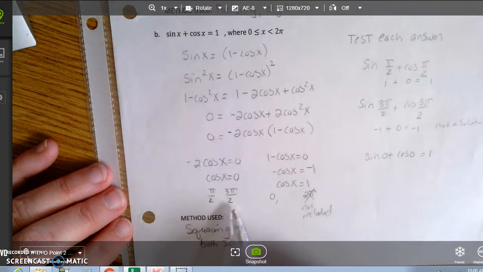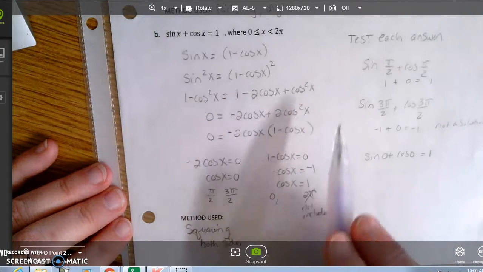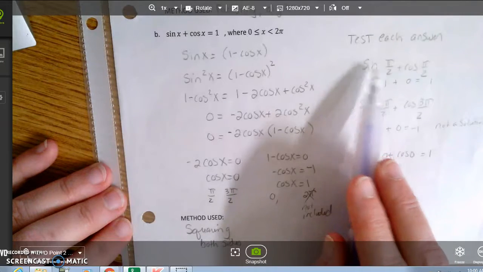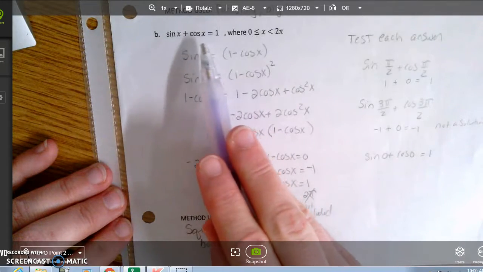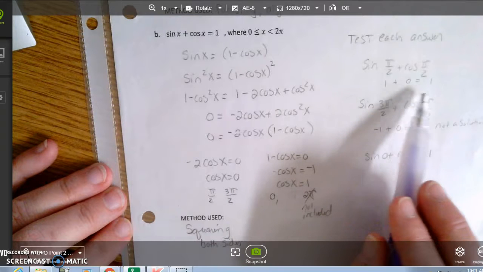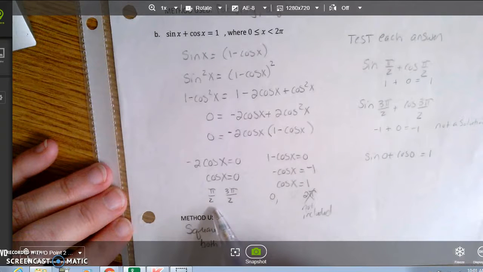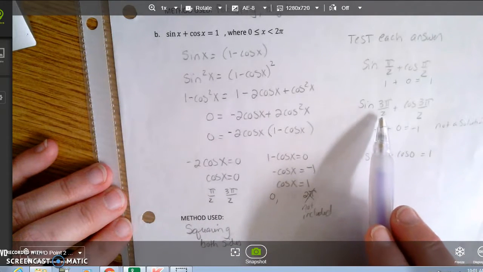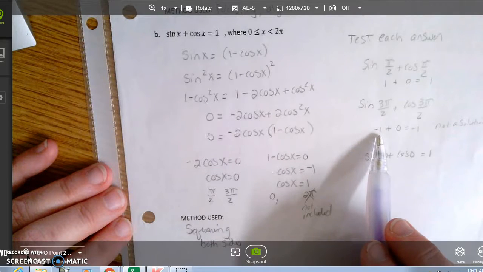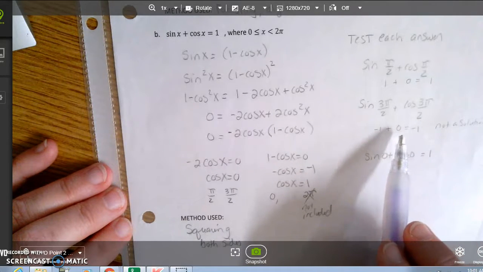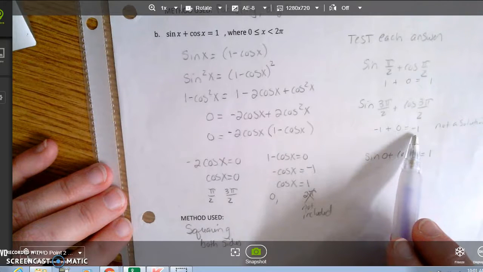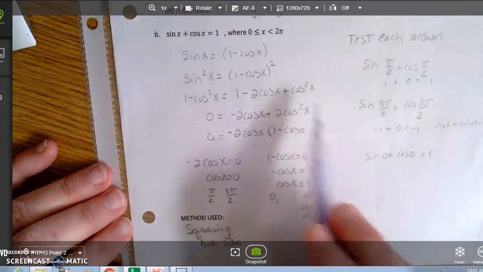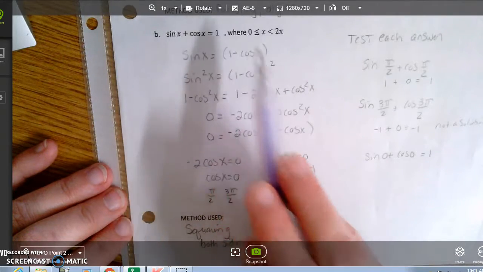So the thing that's interesting about this problem is that when I test it, when I put in pi over 2 for sine and pi over 2 for cosine, going back to the original problem, I end up with 1 equals 1. So pi over 2 works. But if I test 3 pi over 2, sine of 3 pi over 2 is negative 1, and cosine of 3 pi over 2 is 0, so I end up with negative 1 equals negative 1. That's not a solution, because I need it to be 1 equals 1.